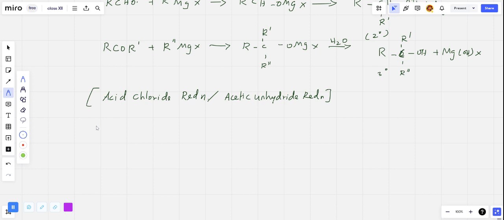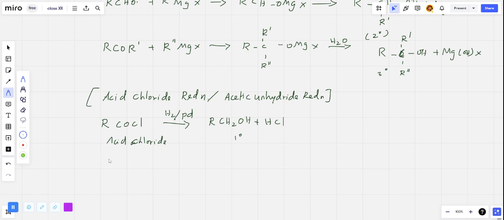So first from acid chloride. This is an acid chloride, RCOCl. On reduction with the help of hydrogen and palladium or platinum or nickel, we'll get primary alcohol, RCH2OH. So this is a primary alcohol. In the same way, this is acid chloride.